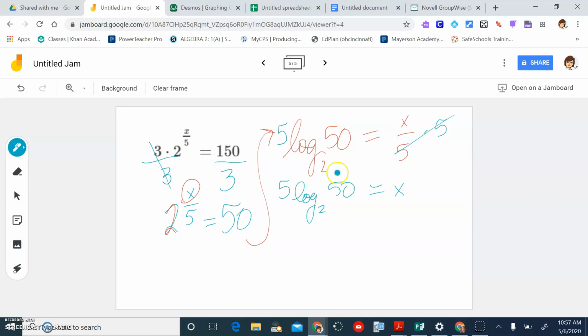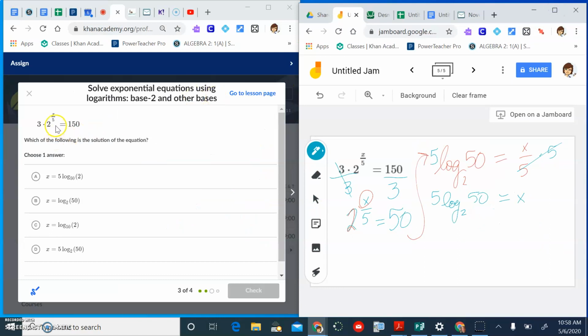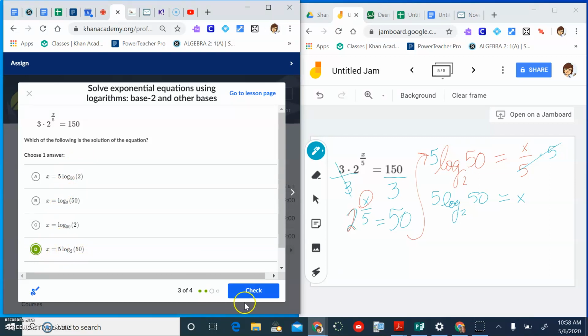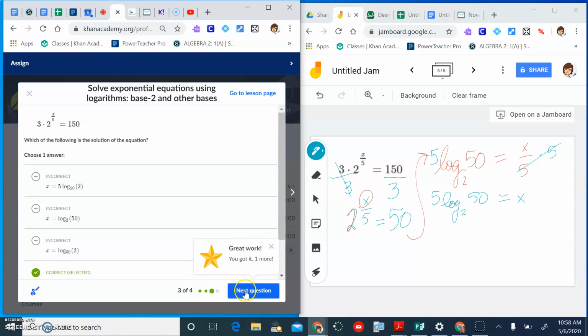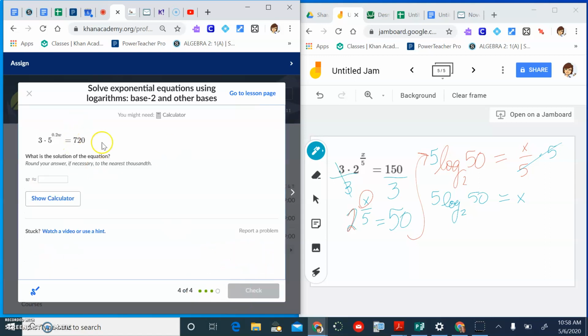Now we've got to see how they want us to put the answer in. Well, this time they just want us to write the exact answer. So 5 log base 2 of 50 is what I'm looking for. 5 log base 2 of 50. There we go. Next question. Now this time they're going to want us to plug it into the calculator.